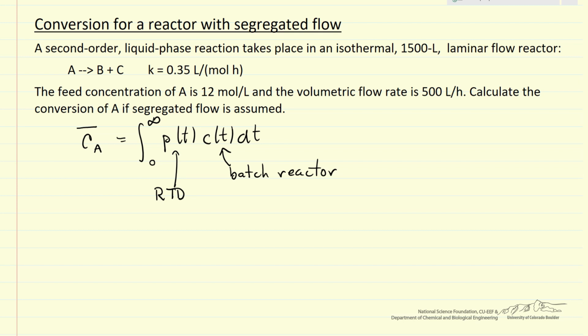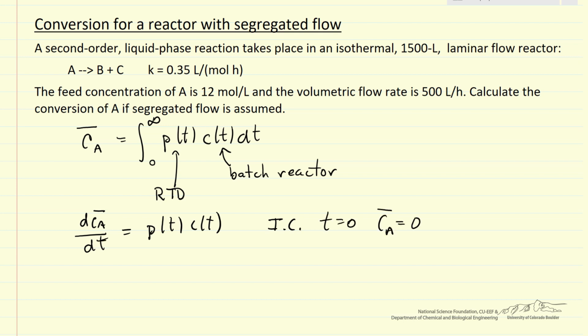We're going to elect to solve this by differentiating the equation. We don't have to do it that way, but it makes it easy to use Polymath, which is good at solving differential equations. If I differentiate this equation, an important thing is the correct initial condition. At time equals 0, this is 0. If we look at our original equation and integrate from 0 to 0, the average concentration will be 0. It's only when we add up over all the times that we get some finite value.